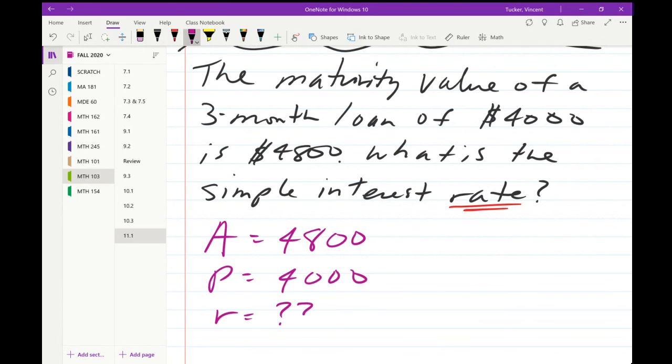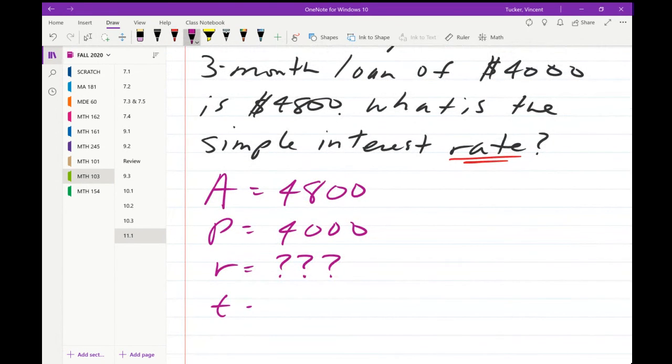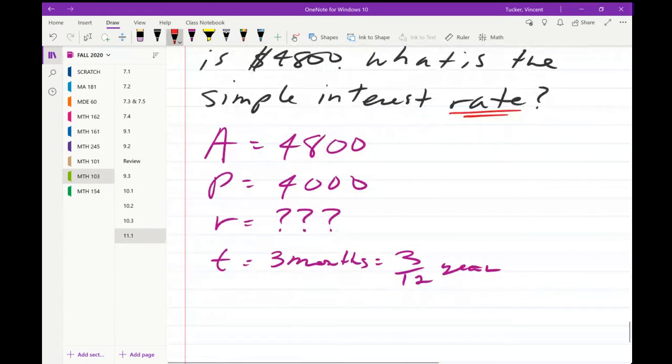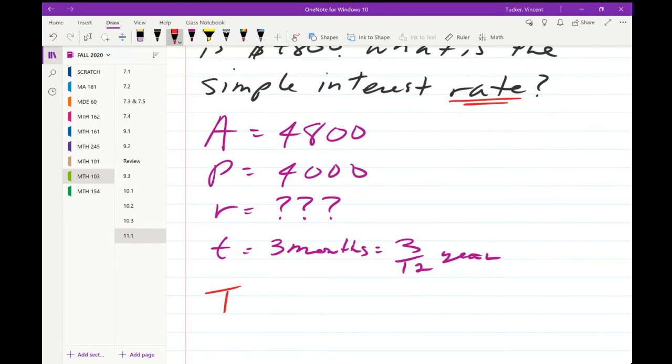Our rate is unknown. Our time is 3 months, which means 3 over 12 when it comes to years. Couple ways of doing this. One way, I think one of the easier ways, is to find the interest first.